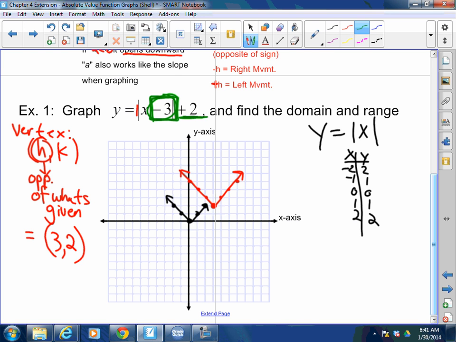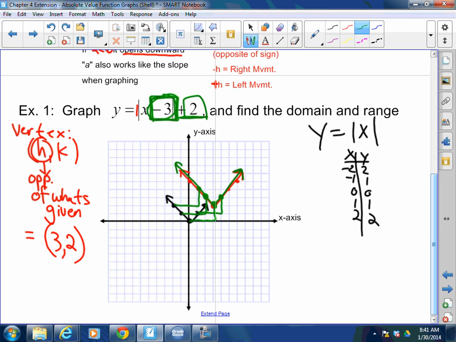So check it out. 1, 2, 3. And don't I also have to go up 2? So from here, 1, 2, 3, up 1, 2, boom. So you could do it like that.